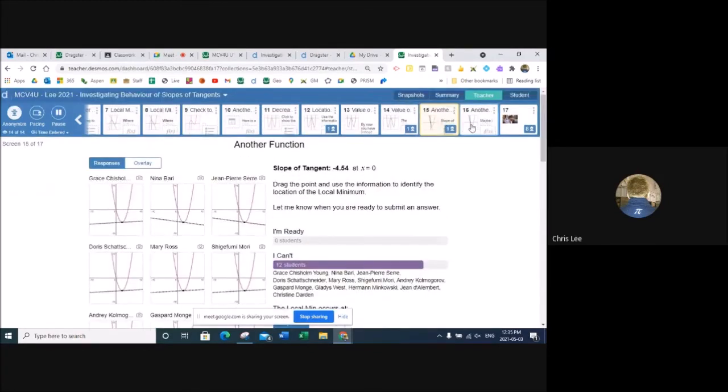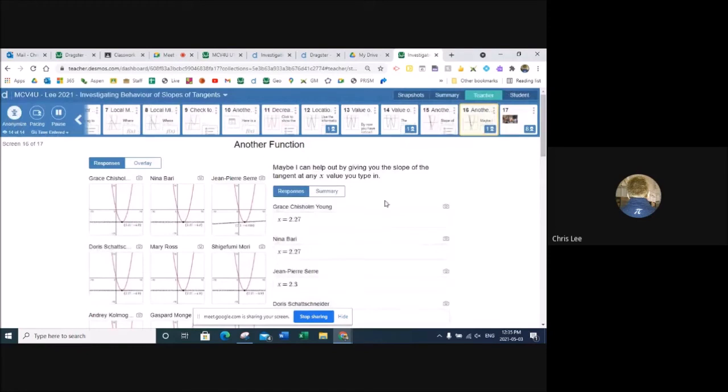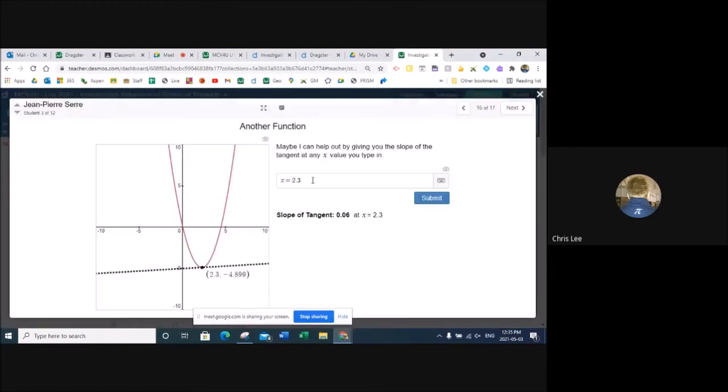So to help you, I said, okay, let's start putting in numbers. So let's click on someone here. Someone guessed 2.3, which you can see the slope is 0.06, so it's close. 2.2, oh, it's still there. So maybe 2.25. Oh, you can see you're getting closer and closer to 0.